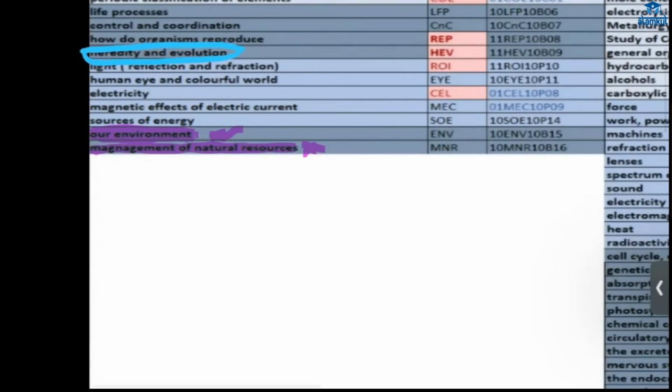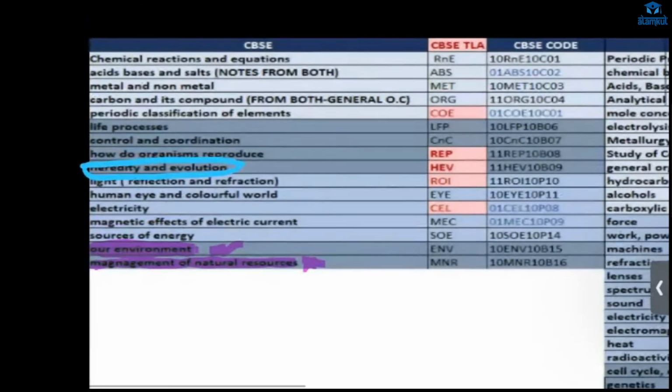Next chapter we are going to start with Our Environment, and you will be having a test after this. I complete this, then we'll have the test. Okay, is it fine? Yes, mom. Test series will also start, so get ready.